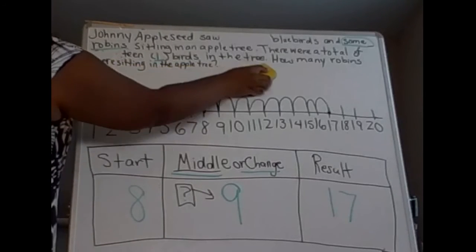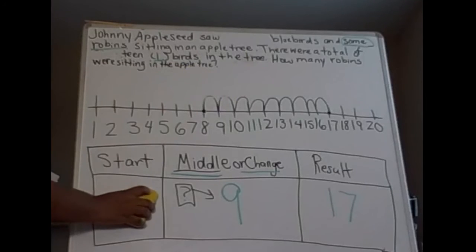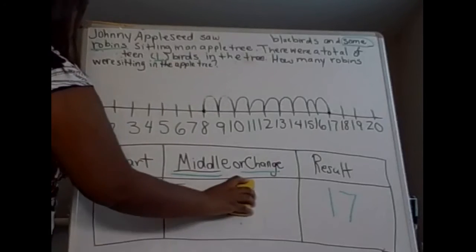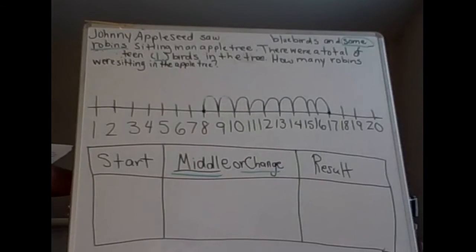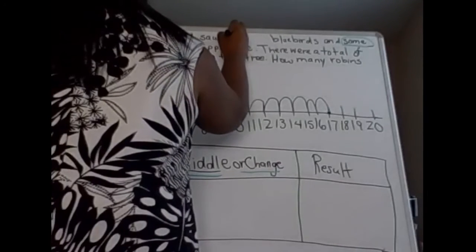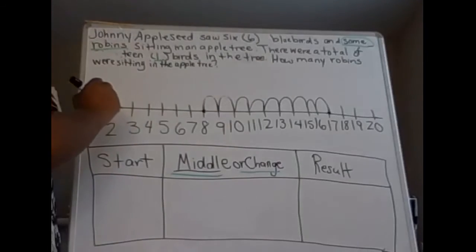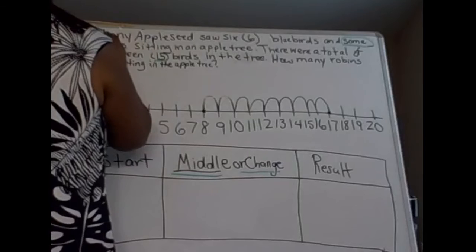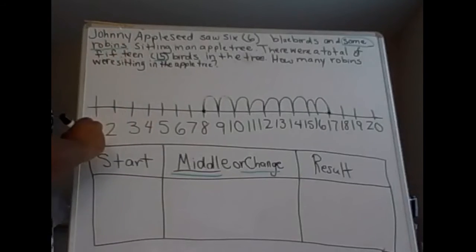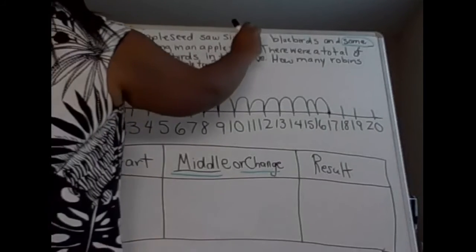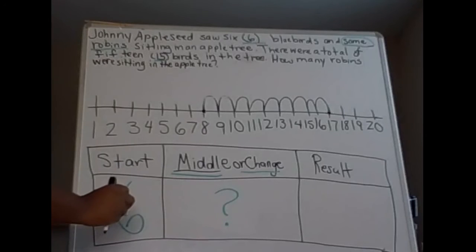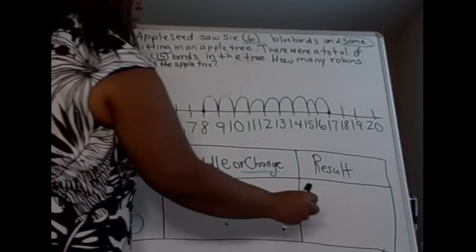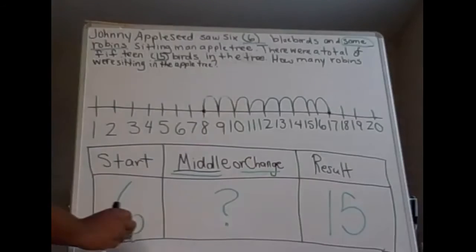Now I'm going to erase my last equation, because that's going to change. My start number has changed. My middle number is definitely going to change, and my result is different. So I'm going to change these things about my word problem. Now I'm going to change it to 6, sum, and 15. So my start number was 6. I'm looking for the middle number. That's my mystery number. And then my result is going to be 15.